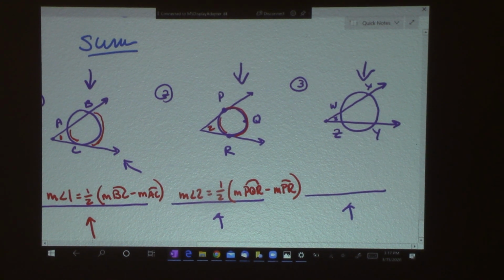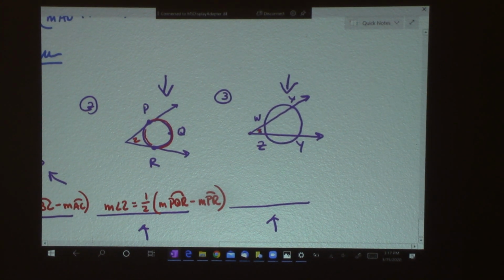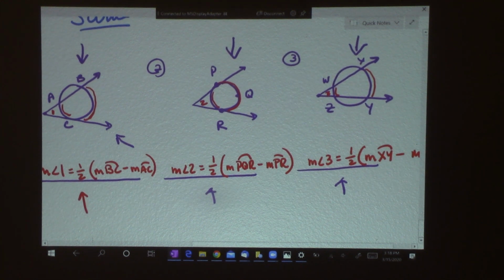And then for the measure of angle 3. They're all minuses and very similar situations. You just have to keep them straight. So the measure of angle 3 is half of the measure of arc XY minus the measure of arc WZ. So we're going to have angle 3 is going to be half of the big arc minus the little arc. And all of these are a difference.